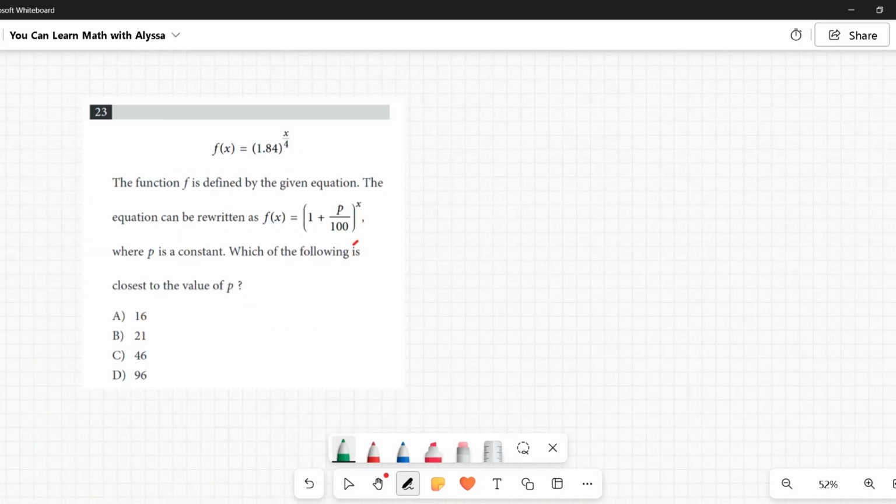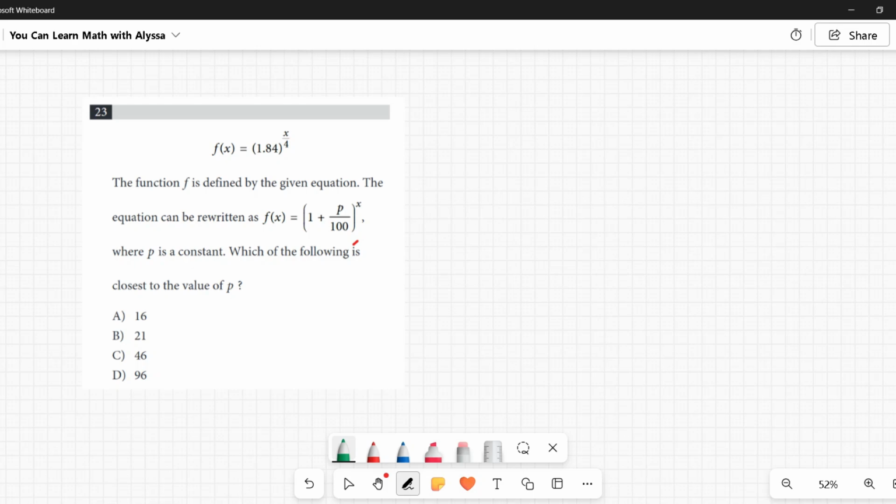Number 23. f of x equals 1.84 to the power of x over 4. The function f is defined by the given equation. The equation can be written as f of x equals 1 plus p over 100 to the power of x, where p is a constant. Which of the following is closest to the value of p?